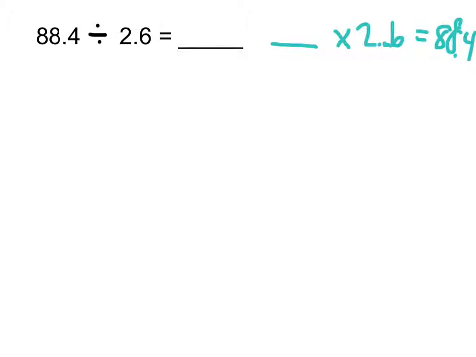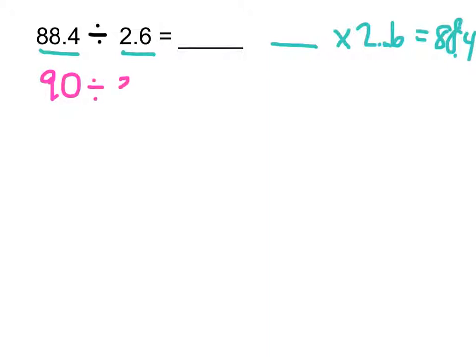Now, what I want to do to solve this is think about estimating. I'm going to look at this number, 88.4, and think, what's a number I could round that to that would be a nice, easy number? And I'm also thinking about 2.6, what could I round that to, where that number would divide into the first one? I thought, well, 88.4 is really close to 90, and 2.6 is really close to 3.